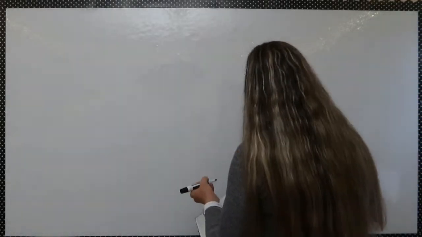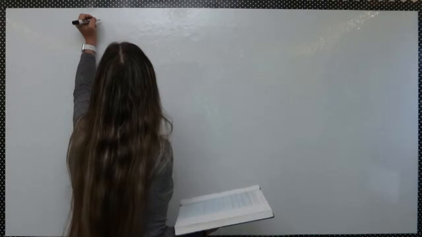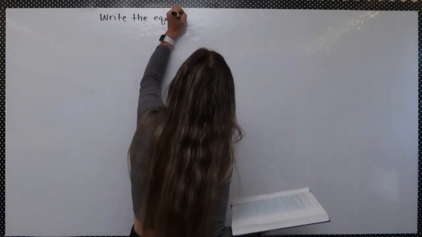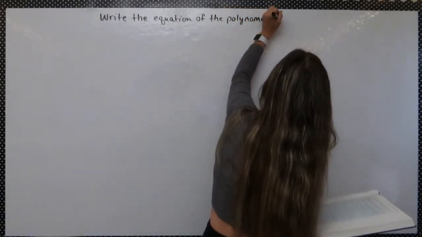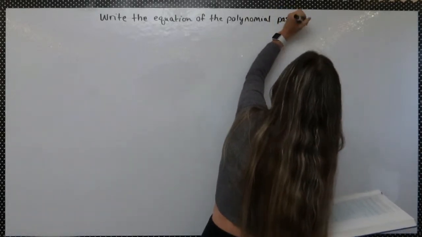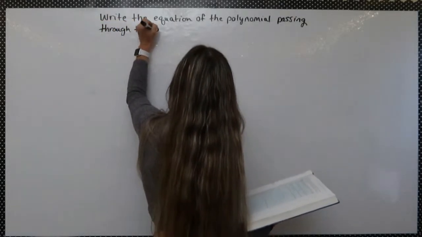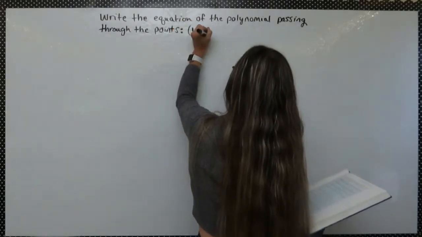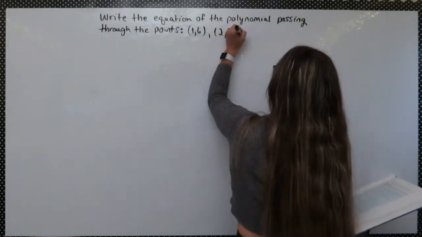So here goes. It says determine the equation of the polynomial passing through the points: (1, 6), (2, 3), and (3, 2).